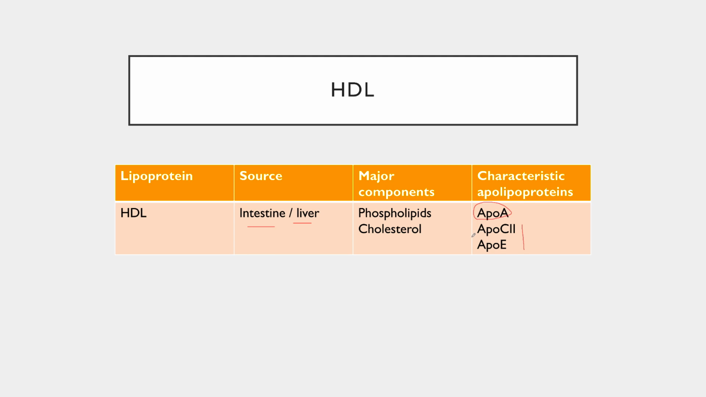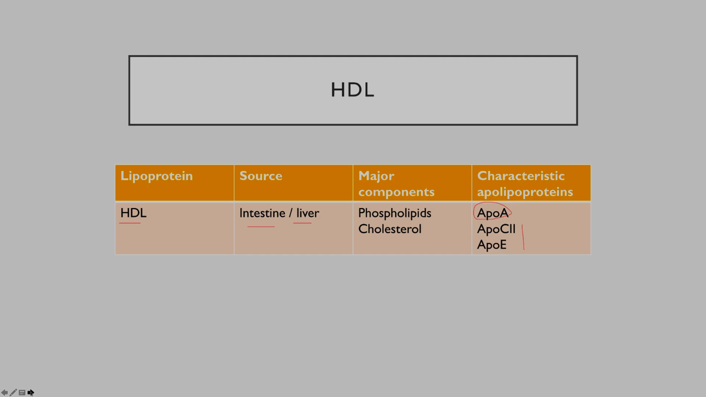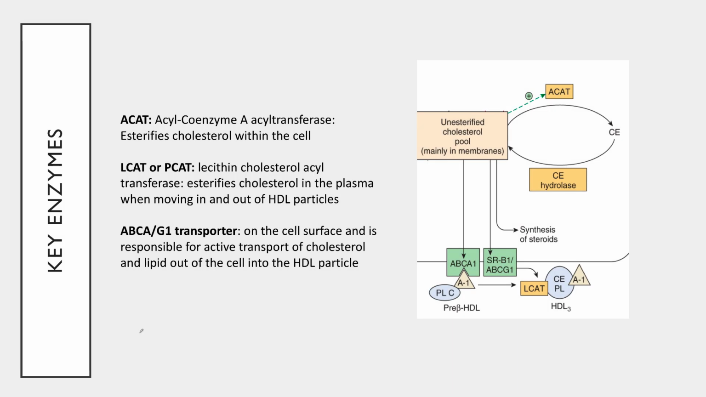So before we talk about reverse cholesterol transport using HDLs, I want to first discuss several key enzymes we'll need to know. So the enzymes we need to discuss before talking specifically about HDLs are listed here. And that's ACAT, LCAT, and our family of ABC transporters.